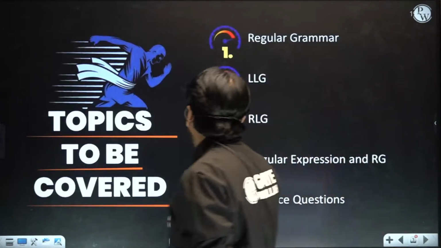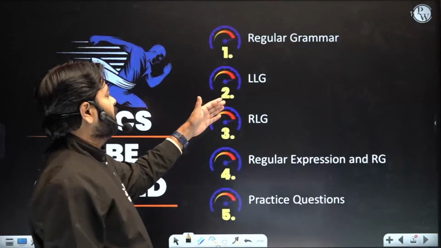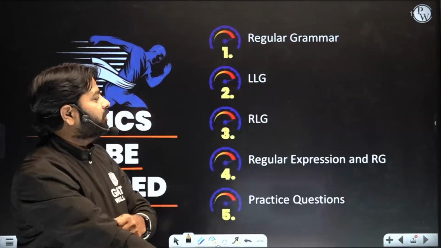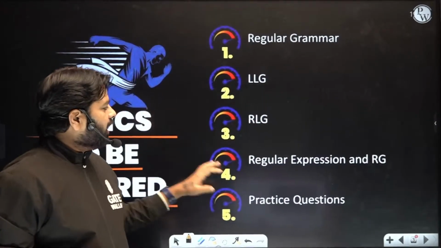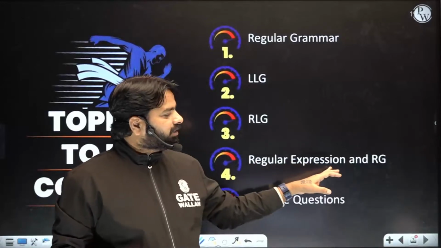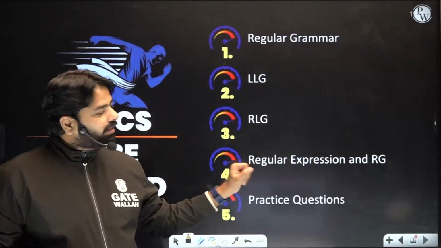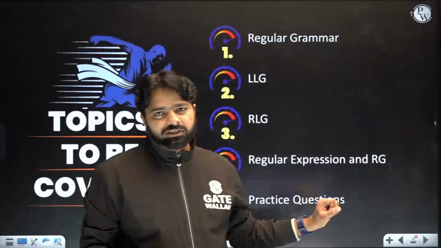In this session, I'll be focusing on what is the regular grammar. To know the regular grammar, you should know the definition of what is the left linear grammar and what is right linear grammar, and then we'll be practicing regular expression and regular grammar simultaneously. Then we'll have some practice questions at the end.